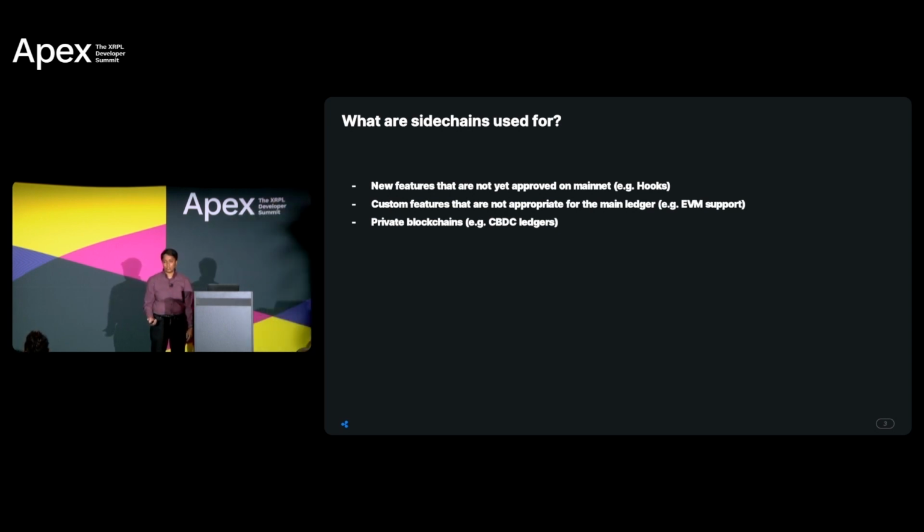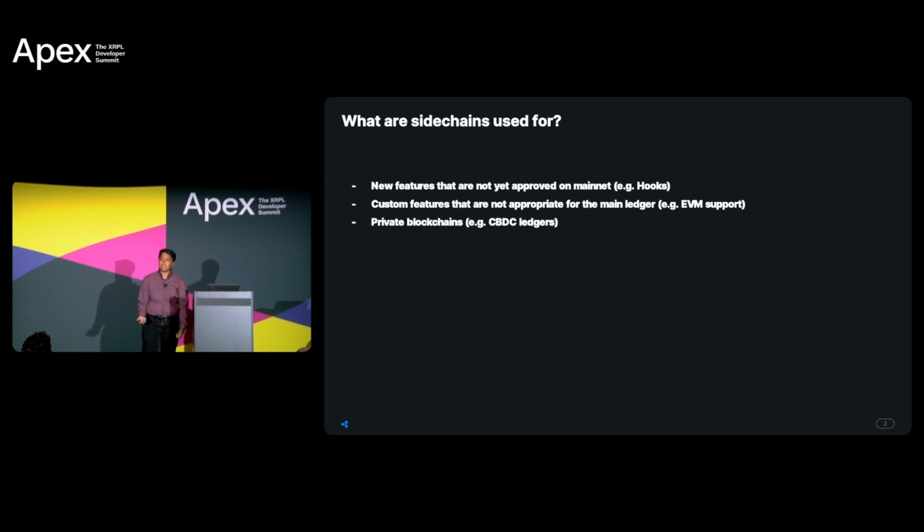What are sidechains useful for? Well, maybe there's a new feature that you want on XRPL mainnet, but it's not approved yet. It hasn't passed the amendment process. Well, you can put it in a sidechain, and then people can already use it with their money on the XRPL sidechain by just transferring it over to the sidechain, interacting with your new feature however you want, and then bringing their money back to the mainnet whenever they want. One example of this could be something like hooks, which will probably take a while to get approved after the amendment is released.